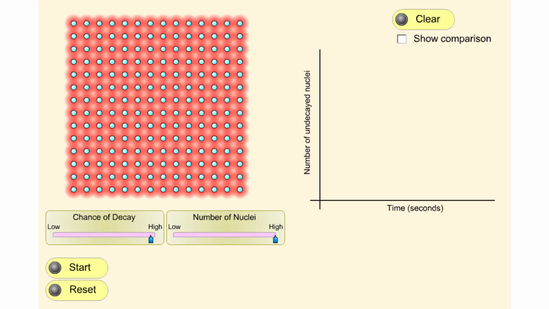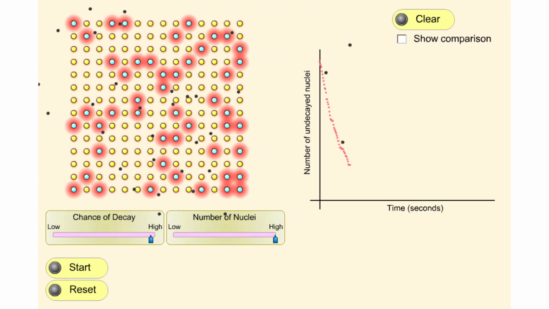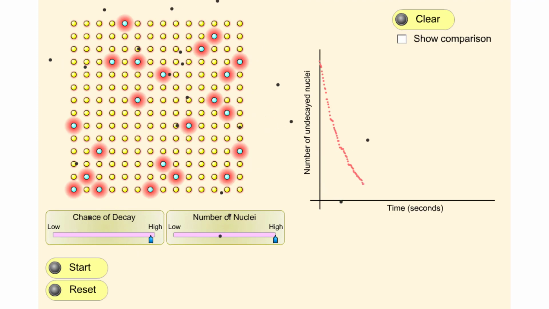Let's compare the rate of decay of two isotopes which are both beta emitters. Remember that every time the nucleus of an atom decays, it releases a beta particle. The first isotope has nuclei with a high chance of decay. It's very radioactive to begin with, but a few seconds later, it's much less radioactive. And this is because it quickly runs out of nuclei that haven't decayed yet.